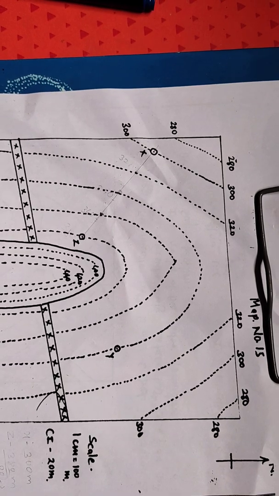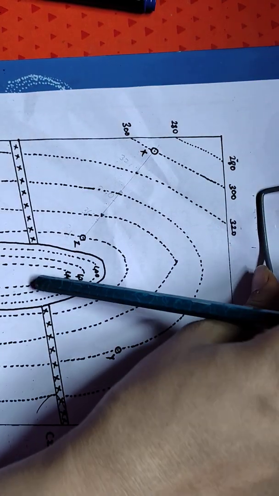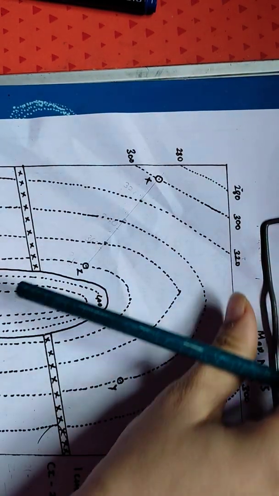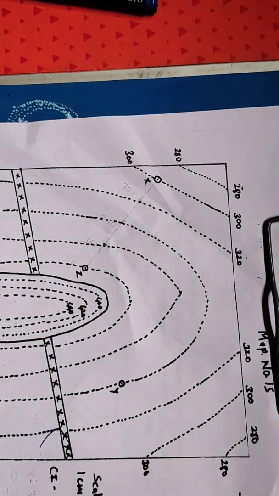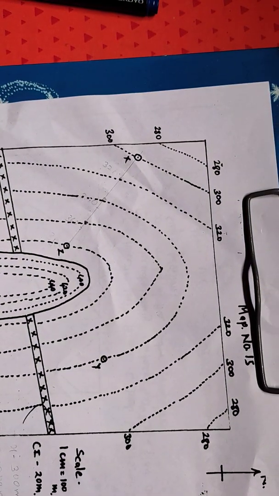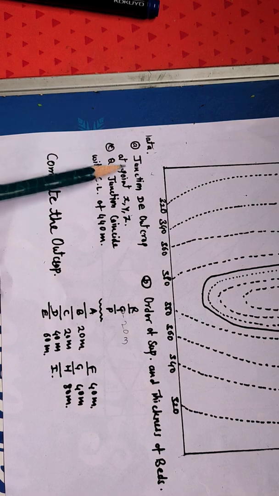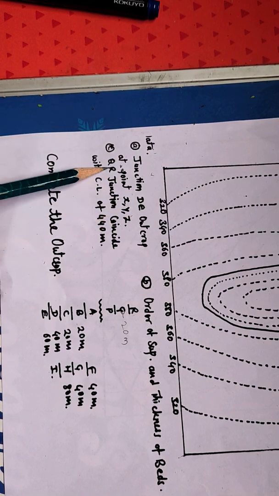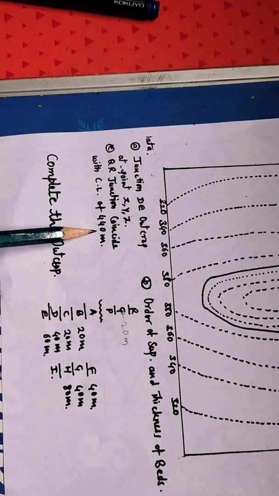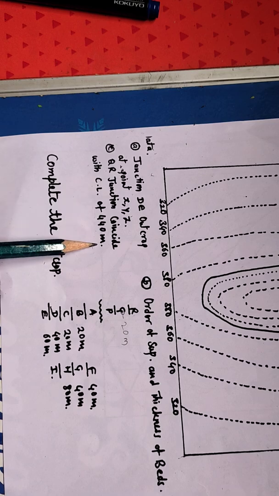Welcome back again. Today we will be solving outcrop completion, and this is the total map which we have to solve. This is the total map where they have given the junction DE outcrop point XYZ, and the QR junction coincides with the CI of the 440.